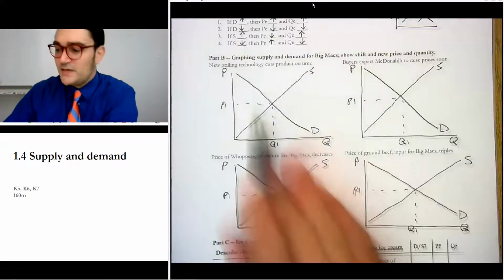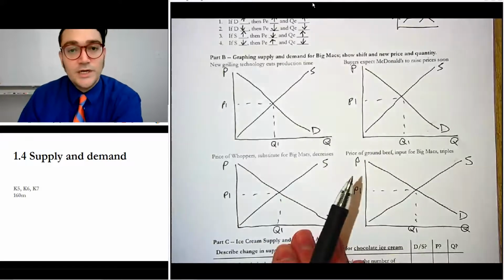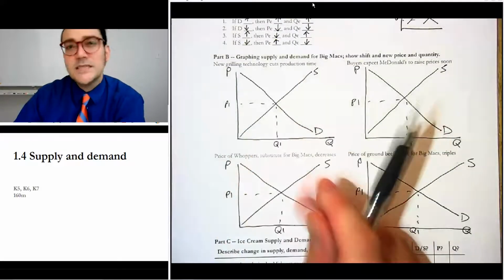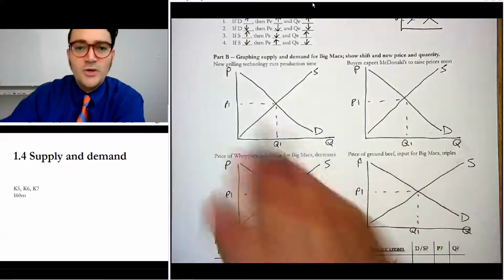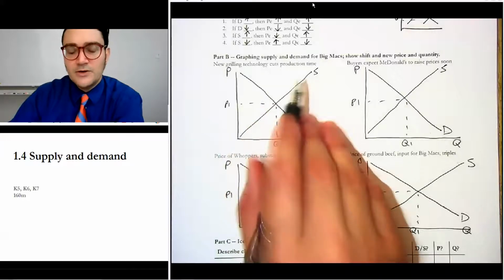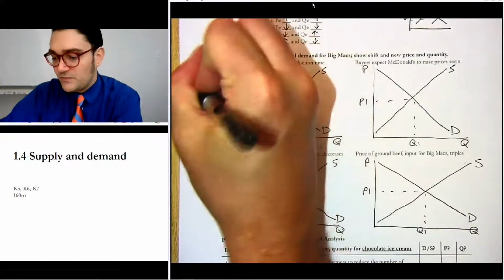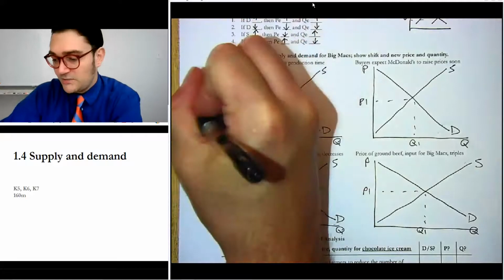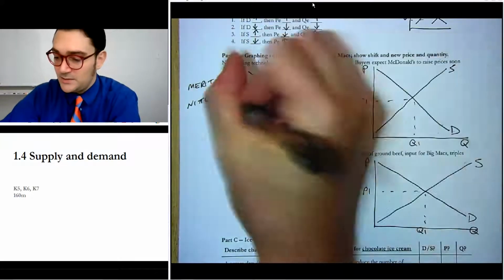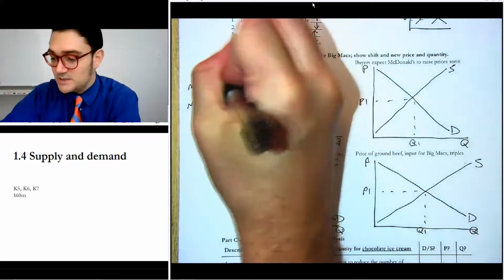Okay, now we've got these graphs drawn, and we're going to read through the little prompts and then say, is that shifted? And if so, which one? New grilling technology cuts production time. Now, if you remember, we've got MERIT for demand, and we've got NITTE, N-I-T-T-E, for supply. So that's supply, and that one's demand.